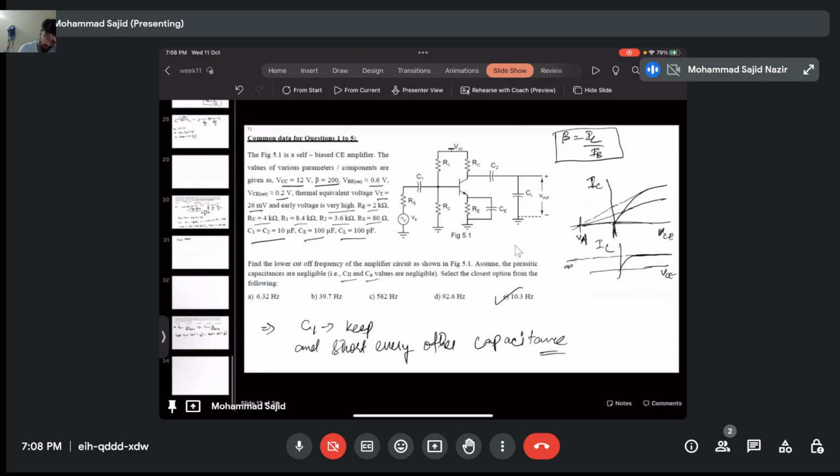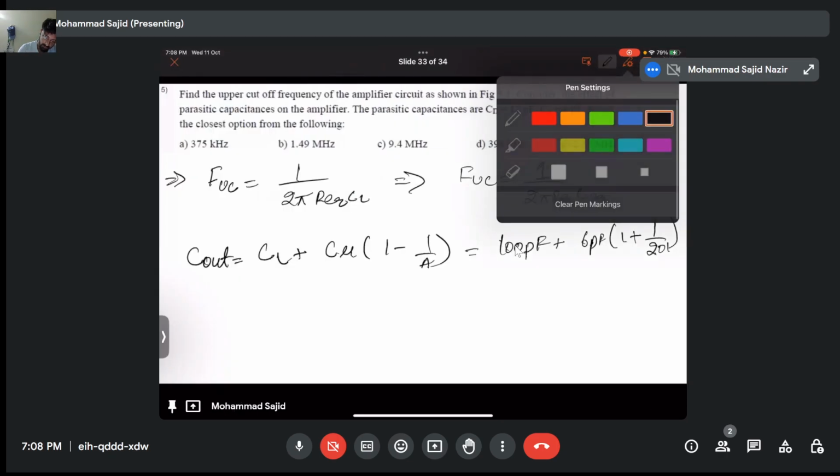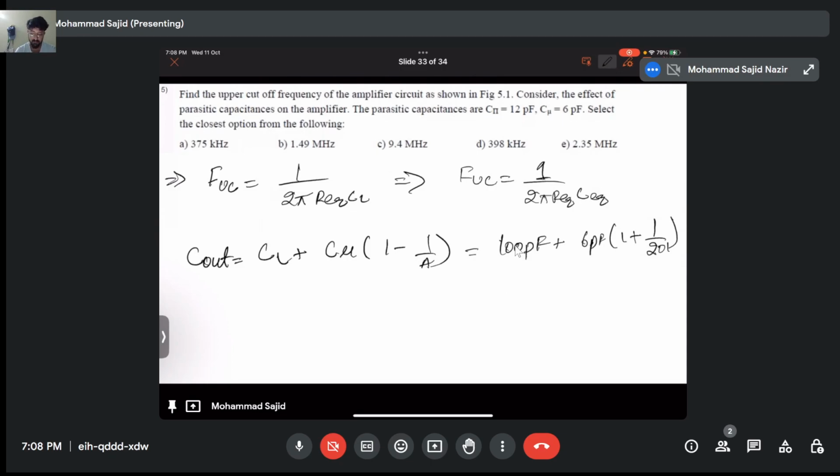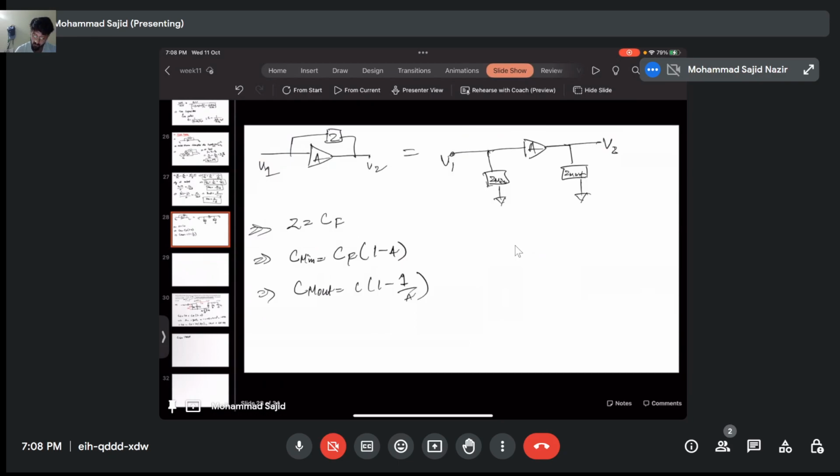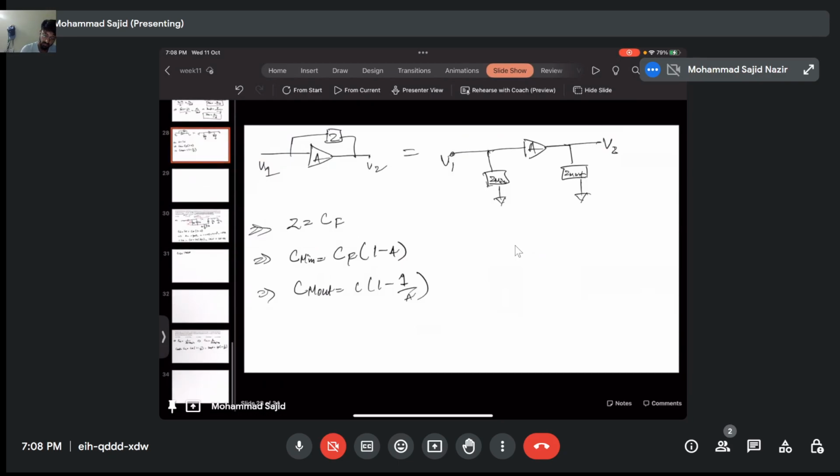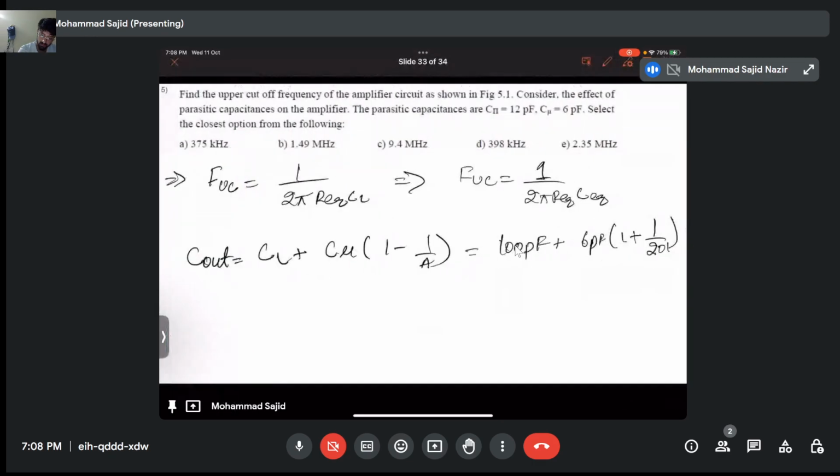So it is actually nearly equivalent to CL only. And then you add the capacitance due to Miller capacitance. So actually, what was the definition? 1 minus 1 by A. Correct. So you can just calculate this total capacitance, C out, and then your upper cutoff will be 1 by 2 pi. R equivalent is simply 4 kilo multiplied by this, nearly 106 pico. Okay, solve this and get the answer.